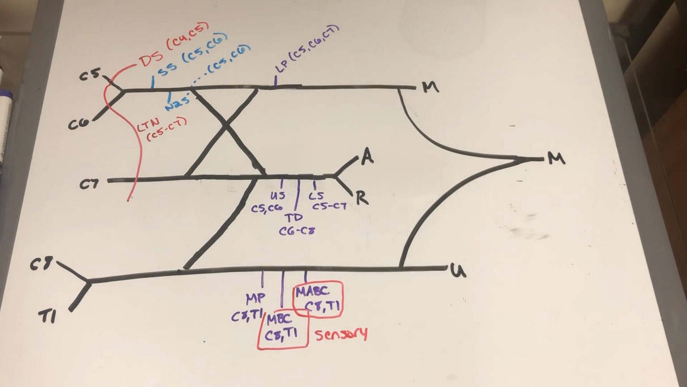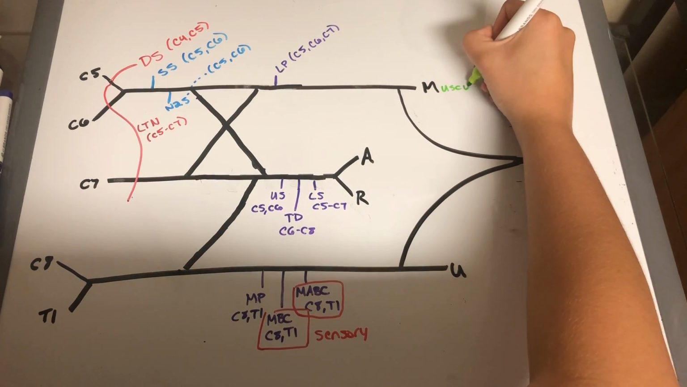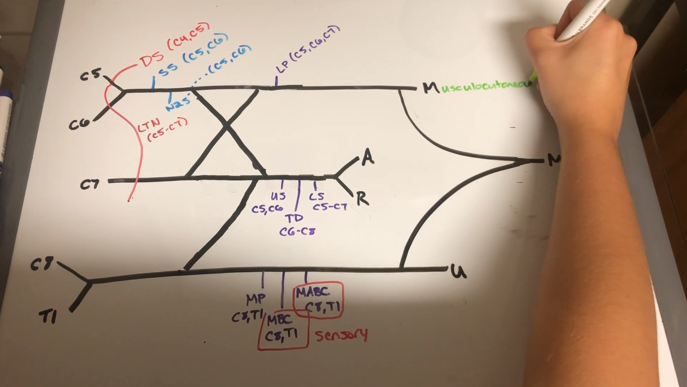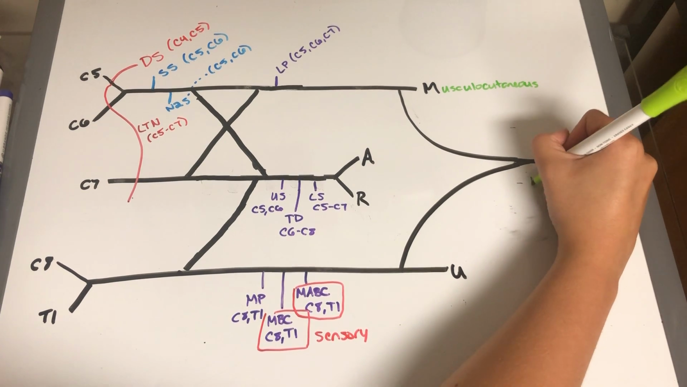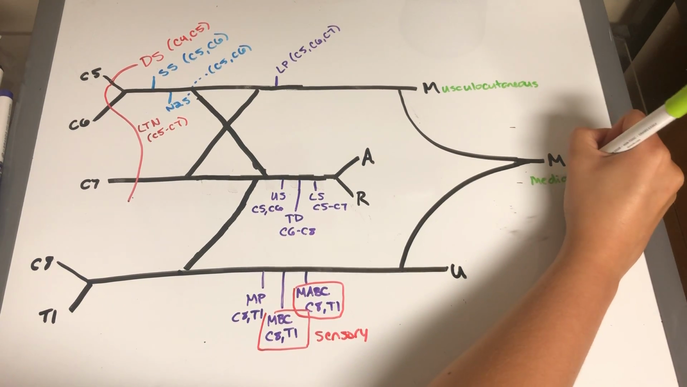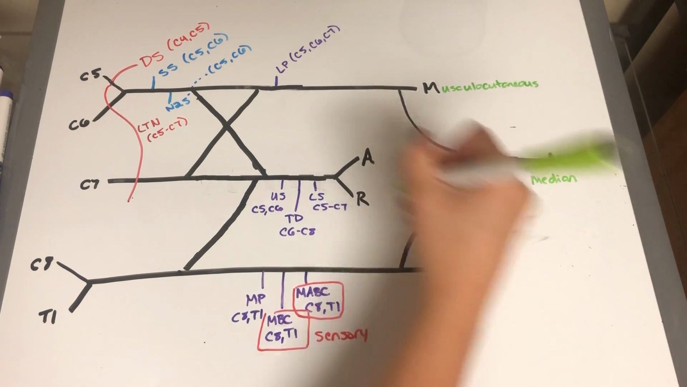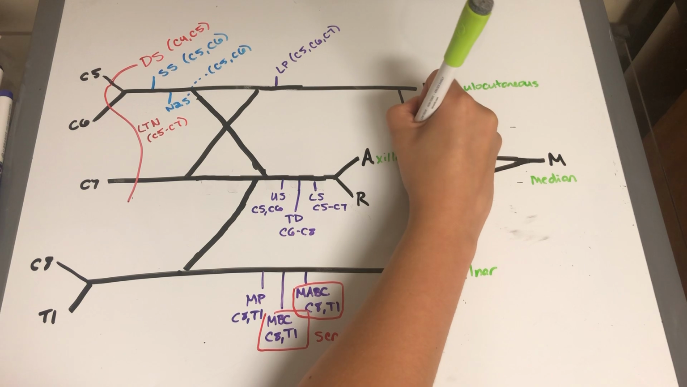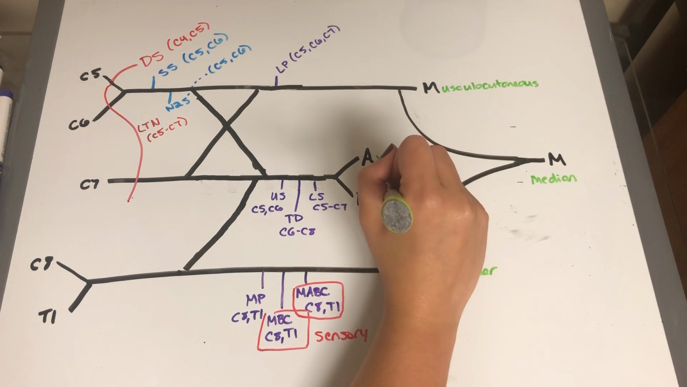Like I said before, we have the musculocutaneous nerve. Then we have the median, and I'll write it down here so we don't lose it. And then we have the ulnar, axillary, and the radial.